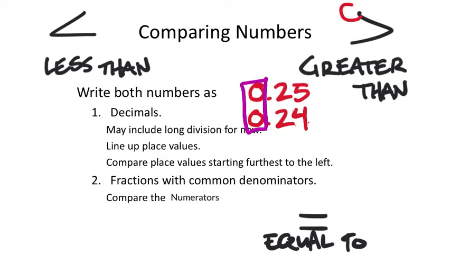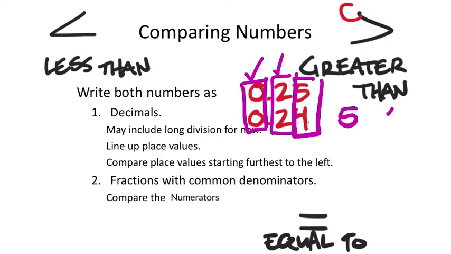Then you just move from left to right, and you say, look, in the ones place value, they're the same. So we check that off, we go to the next one. They're also the same, and so we go to the next one, which is the hundredths place value. Now they're different, and so really all you would need to do at that point is compare 5 to 4. Since 5 is greater, we could say that 0.25 is greater than 0.24.